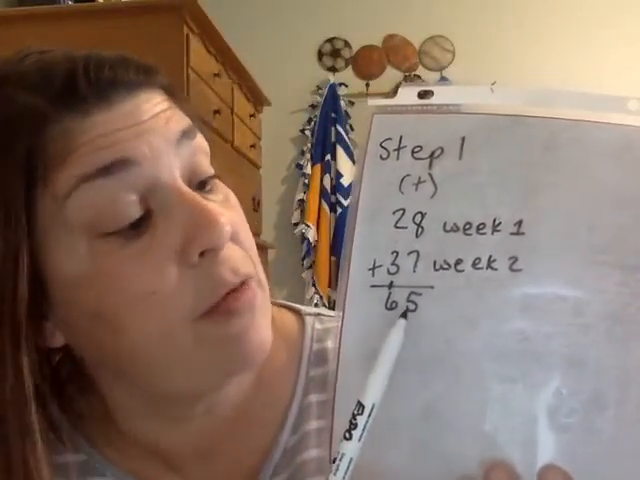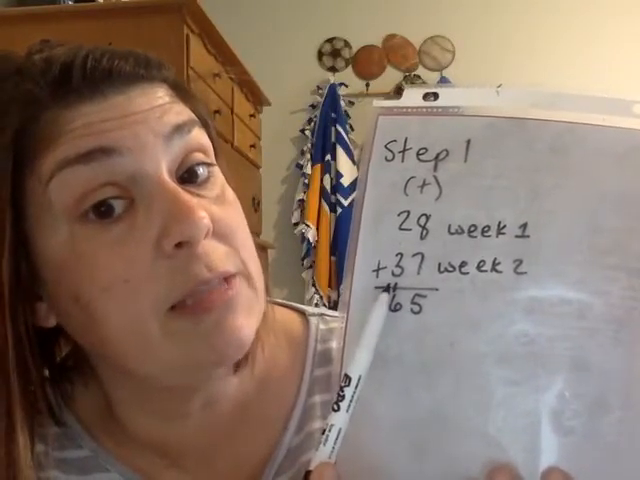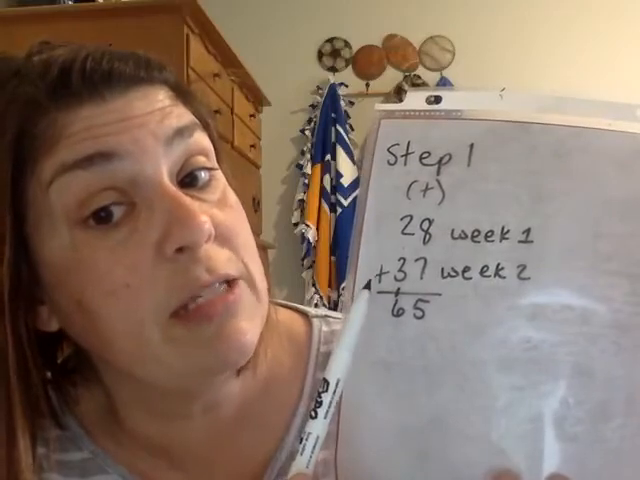Put my 5 in the ones place, and my 10, I regroup it to the tens place. 20 plus 30 is 50, plus one more is 60. So we still want to be using those mental math strategies and not going back to our fingers. So we know that step one, they sold 65 tickets. Step two, they want to know how many tickets they have left to sell.